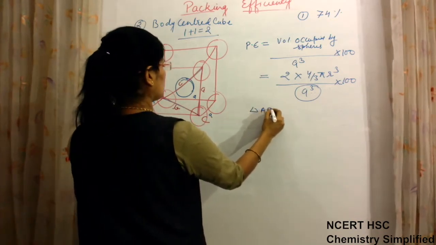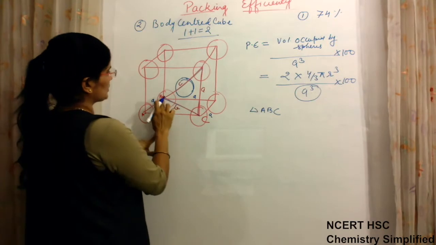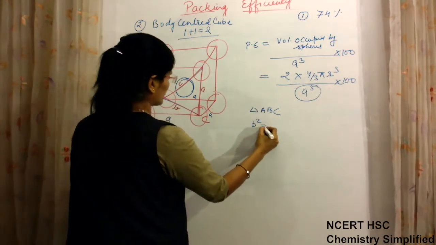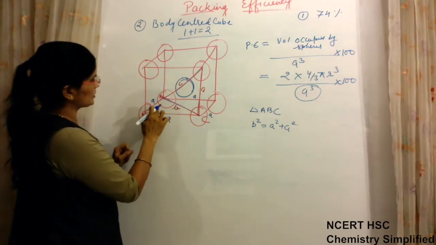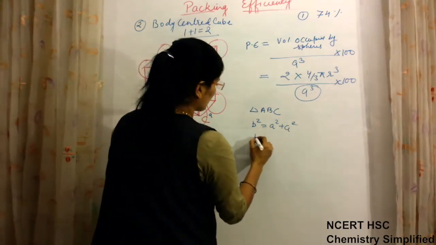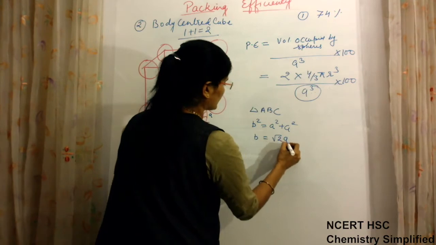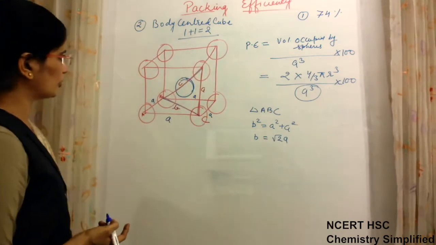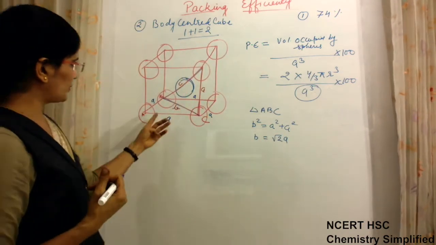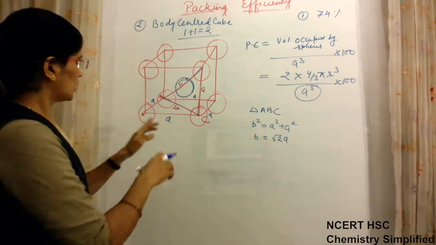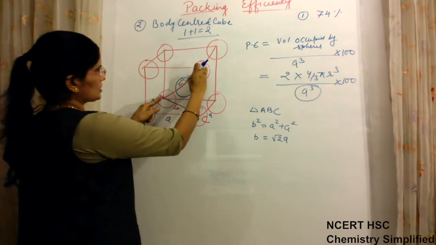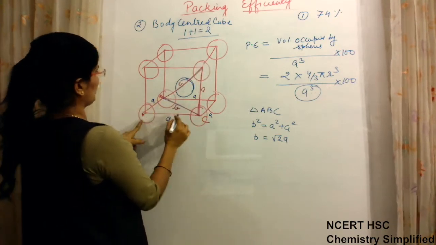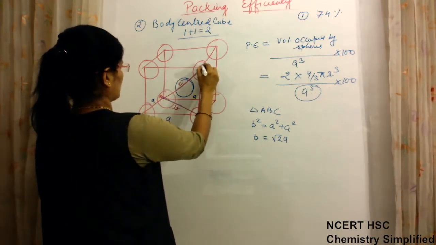Triangle ABC. What is there? This is hypotenuse, so B square is equal to A square plus A square. B is equal to root 2 A, just the same way as we have done for the previous. So B came under root 2 A. Now again we will use Pythagoras theorem in this triangle. This is ABC, let it be D.